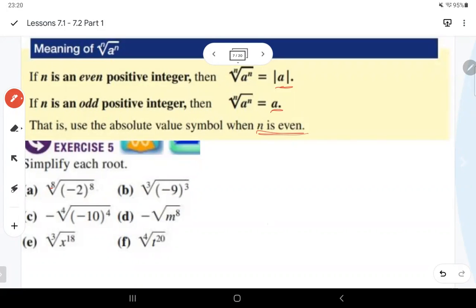And not only that, but we'll also learn that when you have the roots being the same as the index and the exponents being the same, we can kind of cancel them out because we can rewrite this as 8 over 8, which is the same as 1. So we would just do the absolute value of -2. So our answer here is 2.